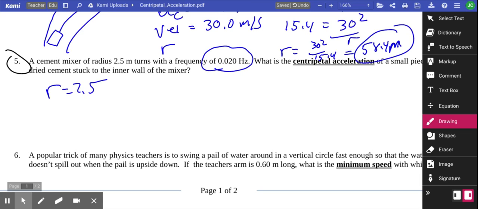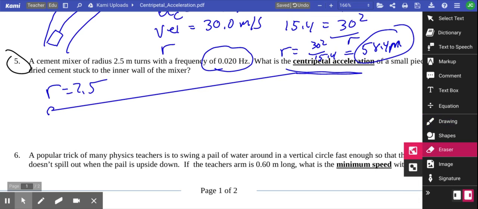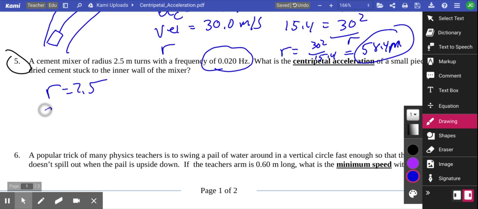What's the centripetal acceleration? So we know that acceleration is the question mark. We need to be able to find v. And we know the frequency is 0.02. So we should be able to find omega.